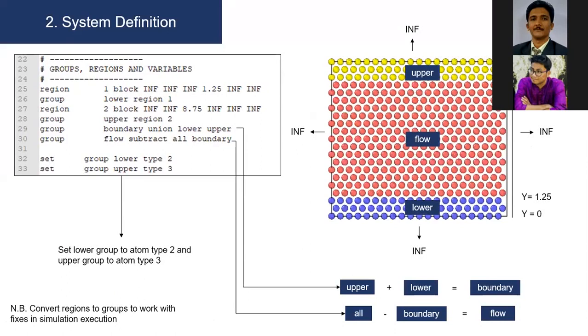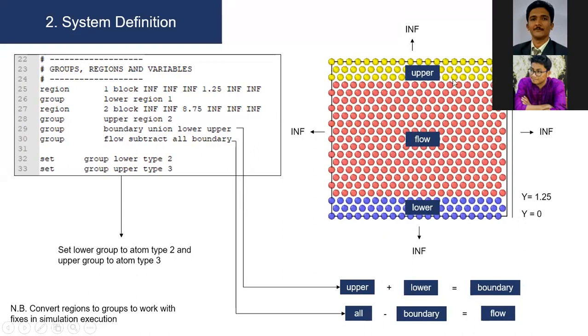Now the system definition. We will be dividing the total system into mainly 3 segments: the upper layer, the lower layer, and the flow region. So I've illustrated it here. This total is infinite, this is infinite, this is infinite. So that means the high and low values along X are infinite, and Z is always infinite, as this is a 2D simulation.